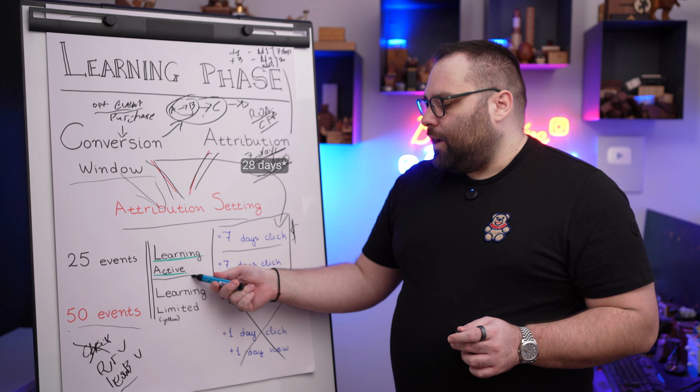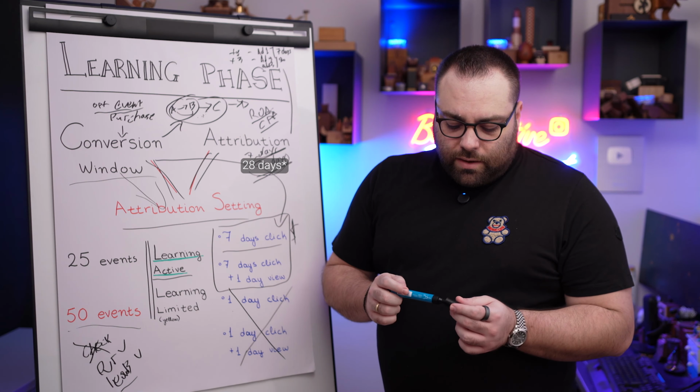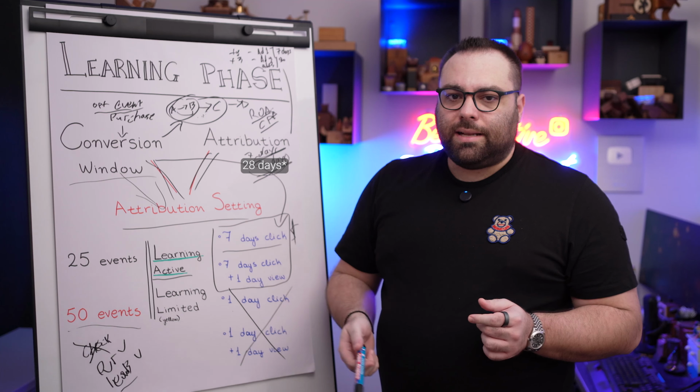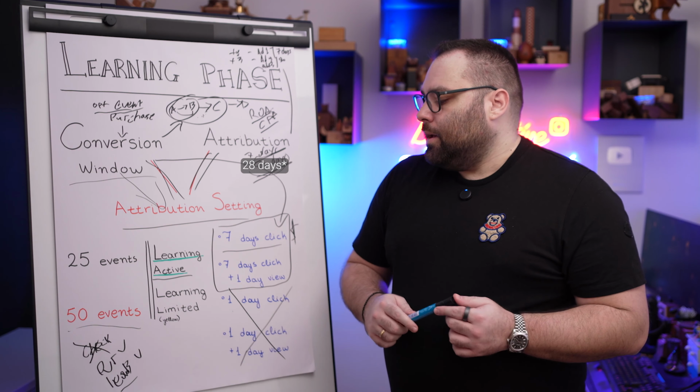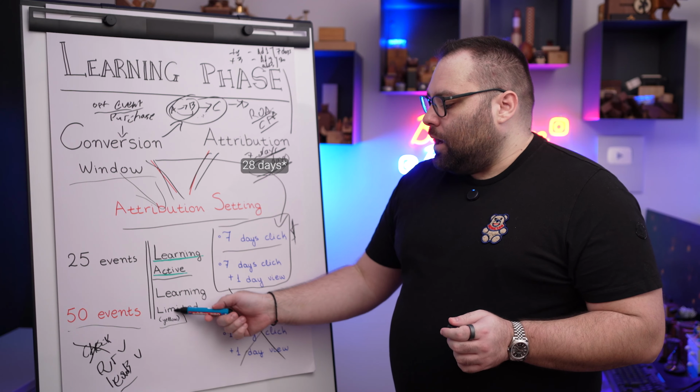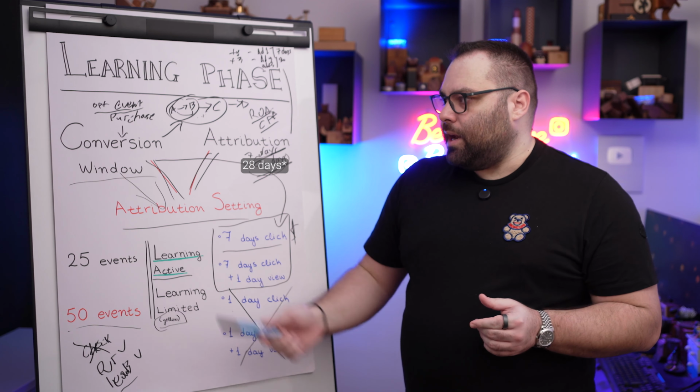If you pass the learning phase, you're going to see it active. Do you necessarily need 50 events to pass the learning phase? The answer is no. I have seen ad sets passing the learning phase faster, okay? Do you see learning limited with yellow? This is another message from Meta that you need to spend more in order to pass the learning phase.